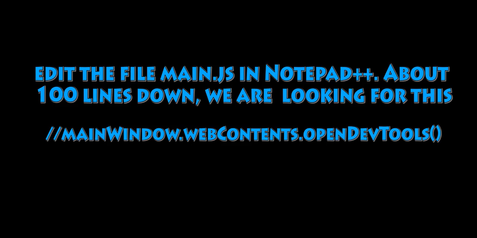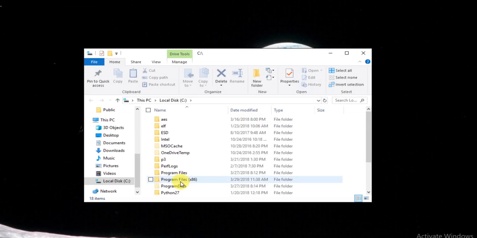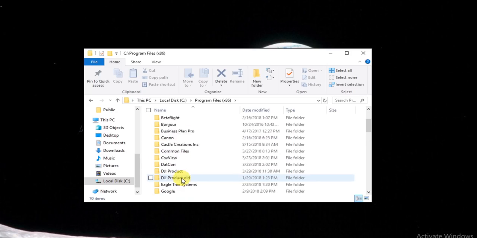You're basically going to delete those two slashes off of the very beginning of that line where it says main window .webcontents.opendevtools. And so basically that's just commenting that line out. We're going to delete those two slashes by editing that file.